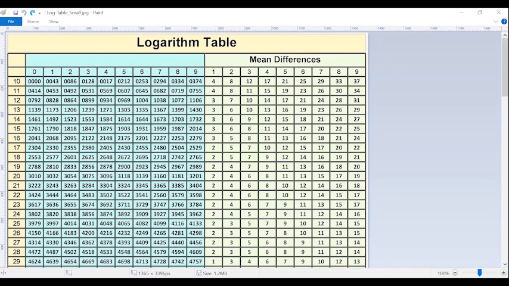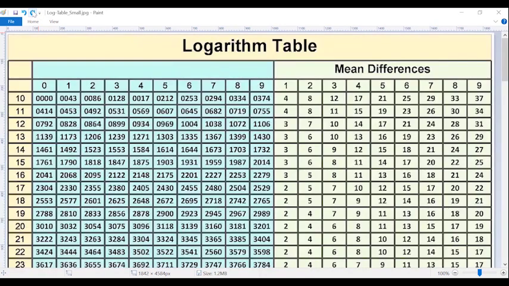So now suppose you want to calculate the log of something, say, for example, 213.4. I won't bother about the point. I will just consider 2, 1, 3, 4.